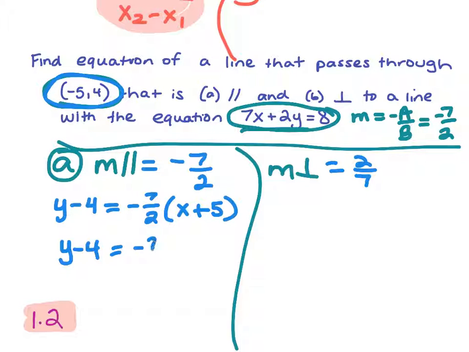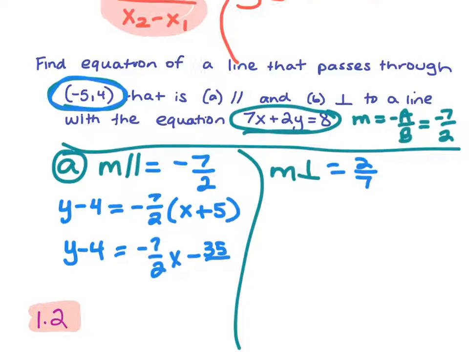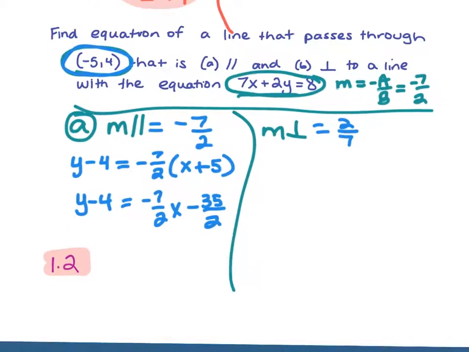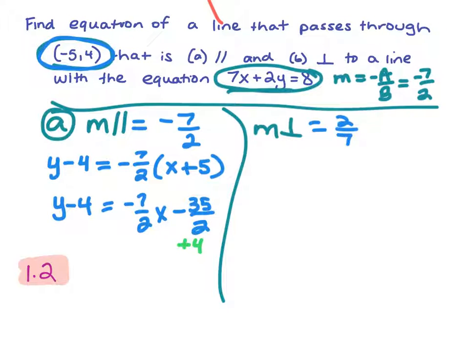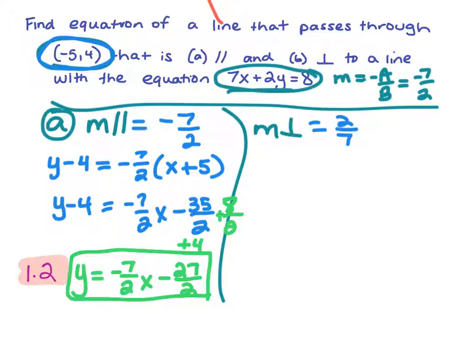And then distribute. And then add the 4, which is the same thing as 8 over 2. So a lot of you got to the slope good, and then when it started dealing with fractions and that number, it got ugly, so be careful.